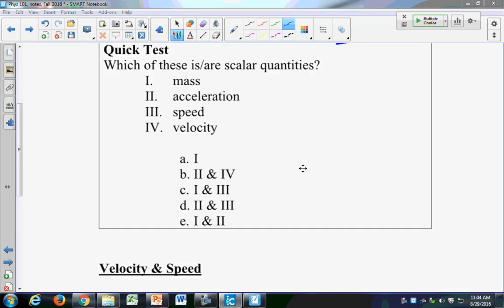What was the answer? C, right. Mass and speed are both scalar quantities. Acceleration and velocity are vector quantities.